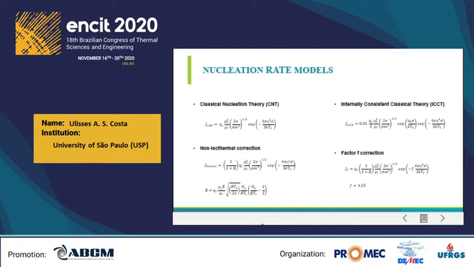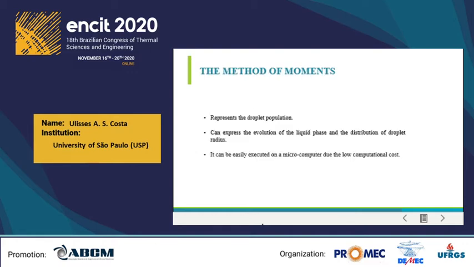However, these models do not express the evolution of the liquid phase or the distribution of the droplet radius. One of the possibilities of doing this is by the so-called method of moments. It's important to understand that the nucleation rate studies the evolution of droplets until the formation of a single cluster. However, inside a nozzle, there is a population of droplets, and for this reason, the method of moments is the most suitable for this numerical investigation. The great advantage of the method is that it can be easily executed on a microcomputer due to the low computation cost.